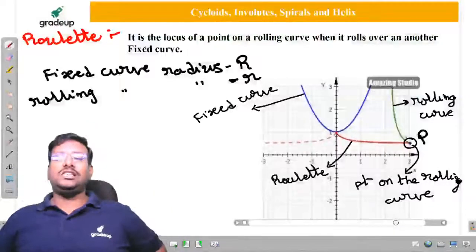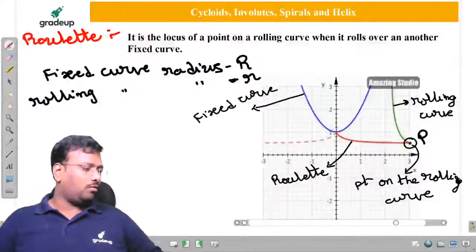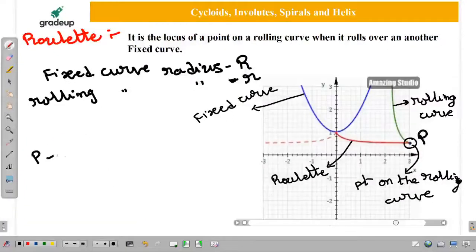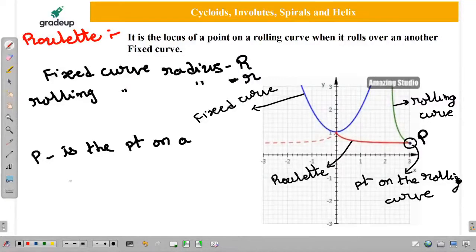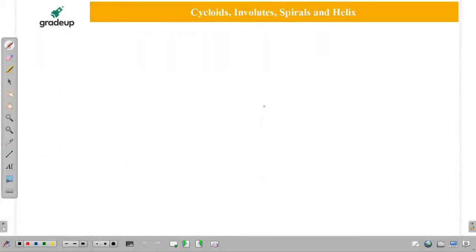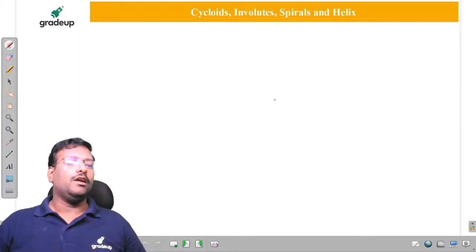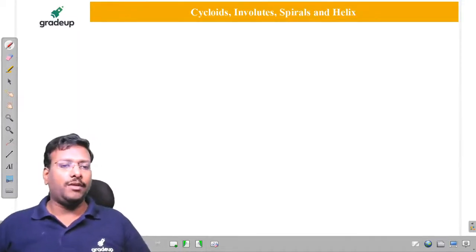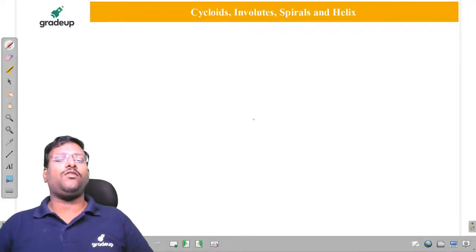Depending upon these three, R, r, and P, the point on a rolling curve, we have different classifications. This classification is most important. Remember, my dear friends, this one is not available in any of the textbooks. I can guarantee that, because by consolidating everything, I am giving this particular classification. All of you carefully follow this.